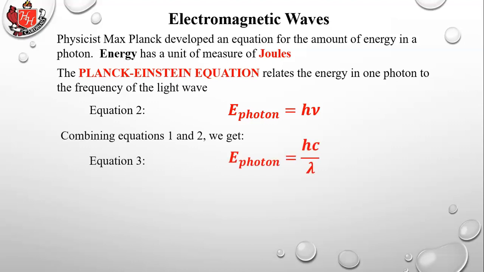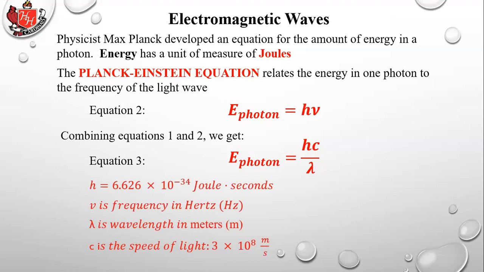Combining equations 1 and 2, from the previous slide, we get the energy of a photon equals Planck's constant times the speed of light over lambda, the wavelength. So you have a way of relating the energy of a photon either to the frequency or to the wavelength. Depending on which one you're working with, you can use either one of these equations. So h is Planck's constant, nu is the frequency measured in hertz, lambda is the wavelength in meters, and c is the speed of light, 3 times 10 to the 8th meters per second.